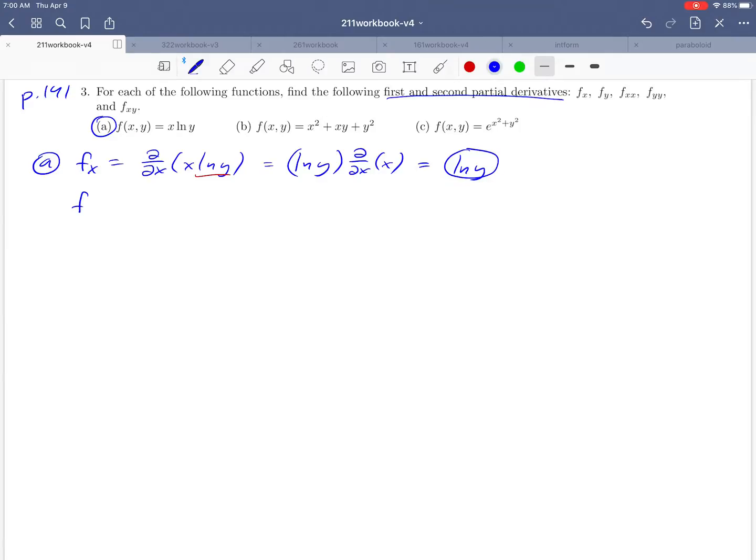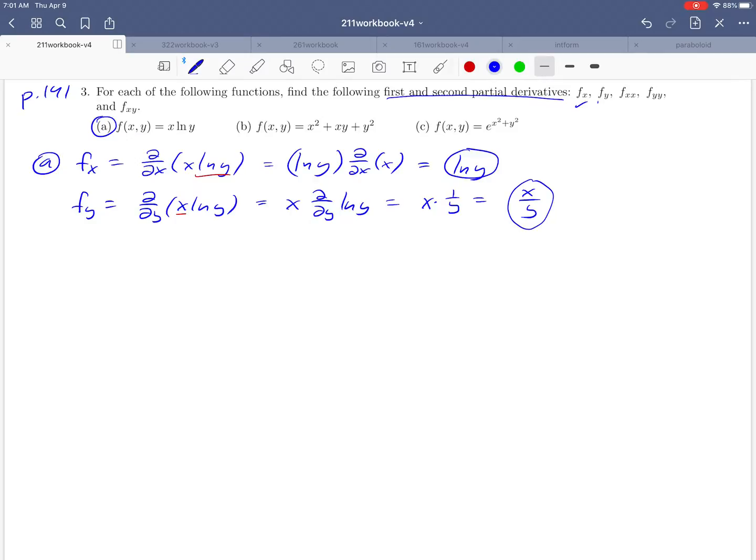Okay, moving on. What about the derivative with respect to y? Well, this time y is our variable and x is being treated as a constant, so that x that I underlined, we can pull that outside. And we're taking x times the derivative of ln of y. What is the derivative of ln of y? Well, that's 1 over y. So we're going to get x times 1 over y, or if we like, we could simplify that into one fraction and just write it as x over y. Okay, there's our derivative with respect to y.